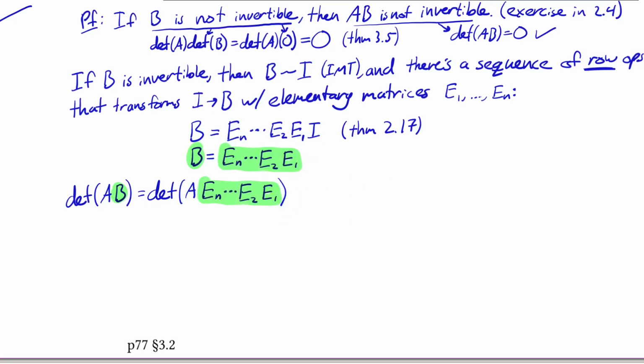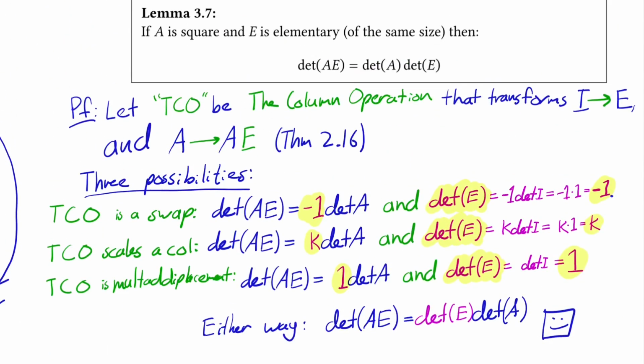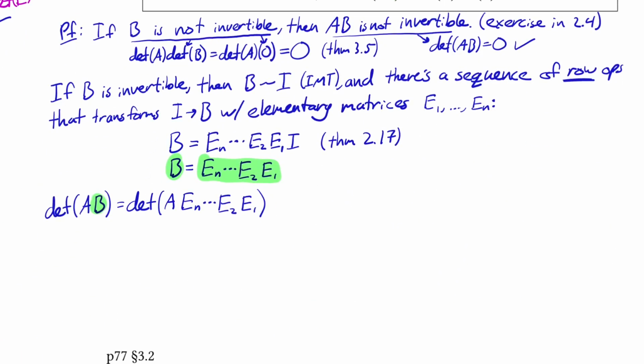Now, how can we use lemma 3.7? Well, lemma 3.7 says the determinant of any square matrix times an elementary matrix. Well, all of this stuff is a matrix, and E1 is an elementary matrix. So we can apply lemma 3.7 to that and say we're going to do the determinant of the matrix on the left here, and we get the same thing when we multiply that by the determinant of this elementary matrix E1.